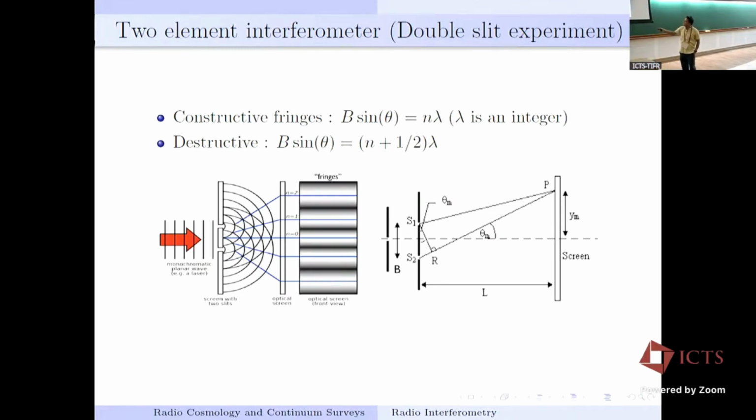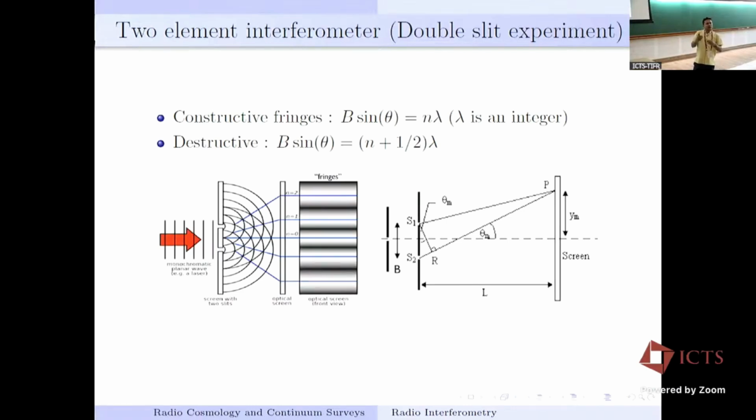Now what makes these patterns broad or narrow? That is the distance between these two slits, right? You all agree that if these bright and dark patterns are narrow, you will easily be able to tell there are two stars, right? So this is the concept of resolution. What do I mean by resolution? I can resolve these two stars, which means I can tell that there are two instead of one, right?